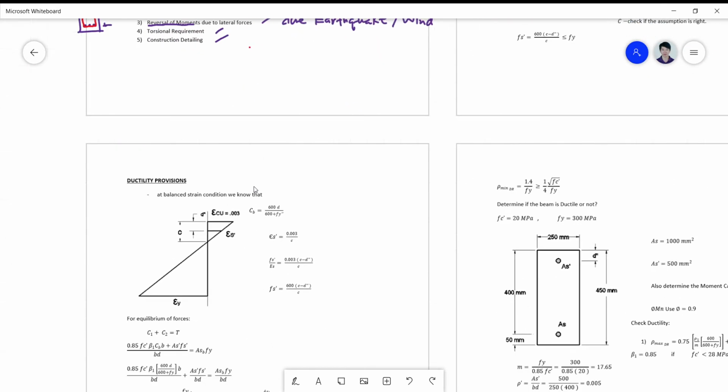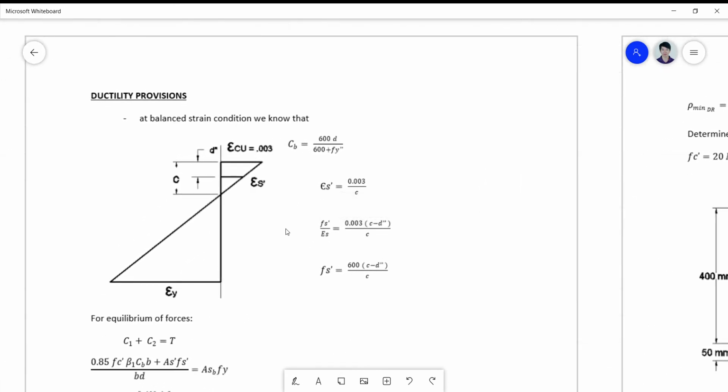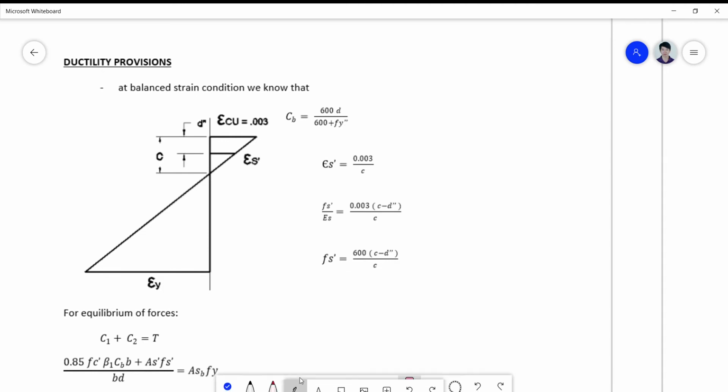So for your ductility provisions, take note that the derivation of the maximum steel ratio for doubly reinforced beams is done in the same manner by simply considering the triangle here to capture the epsilon s prime, and the bigger triangle here to capture your epsilon cu.